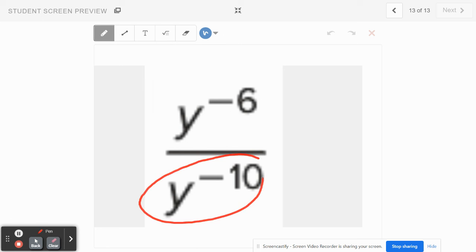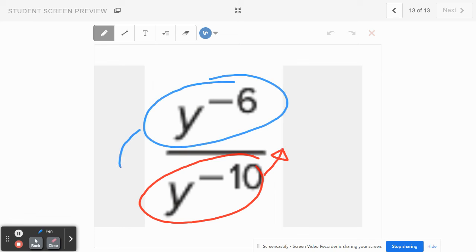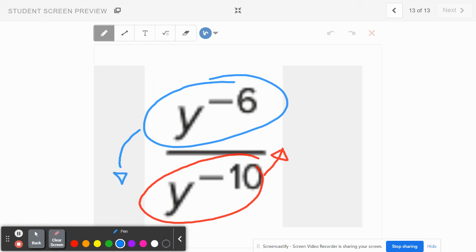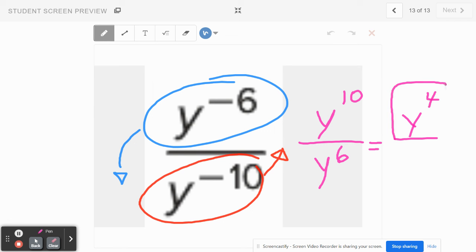First step, I want to move this up top, right? But I also want to move this one down low. So look what's going to happen. Let me try to get a different color here now. All right, so y to the 10th goes to the top. y to the 6th goes to the bottom. Okay? Then what? There's a battle that's happening. Who wins the battle here? The top by 4.